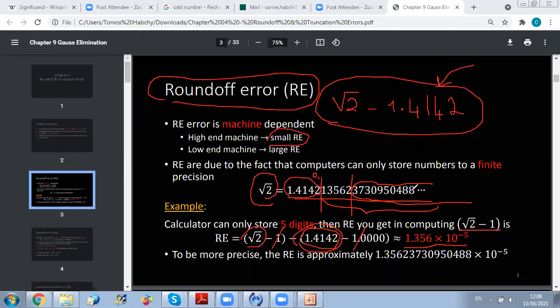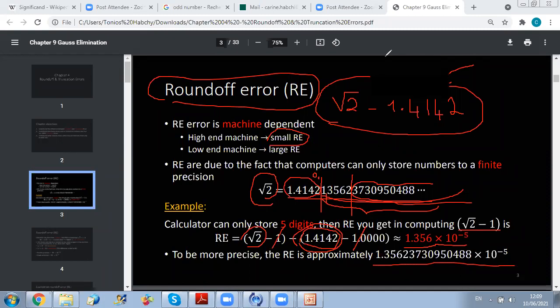Okay, 135, etc. times 10 to the power minus 4. So if I take 1 to the other side, it will be 1.356 times 10 to the power minus 5. And if I want to be more accurate, I will take all the numbers that I have here. So the error will be 1.3562373095048 times 10 minus 5. So my error is of the order of 10 minus 5 in this case.